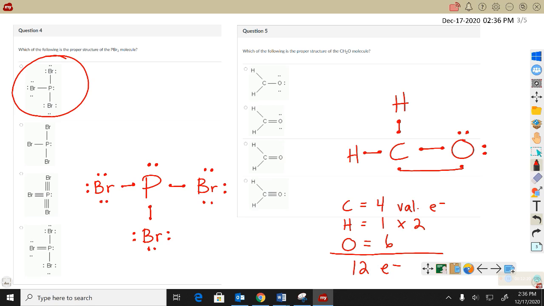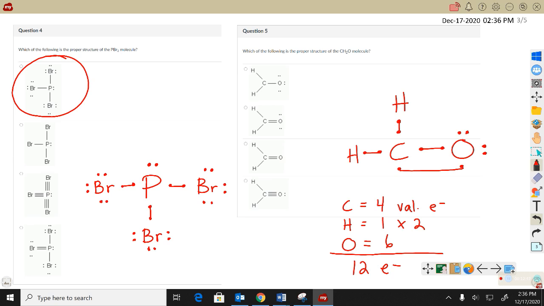So my carbon is full, 2, 4, 6, 8. All 8 are bonding electrons. My oxygen is full with 8. There are 4 bonding and 4 lone pairs. And my hydrogens are good. They each have 2. Those are the only rules of an acceptable Lewis structure. I've given octets to whoever needs them. I filled up the hydrogen with 2, and I used 12 electrons.